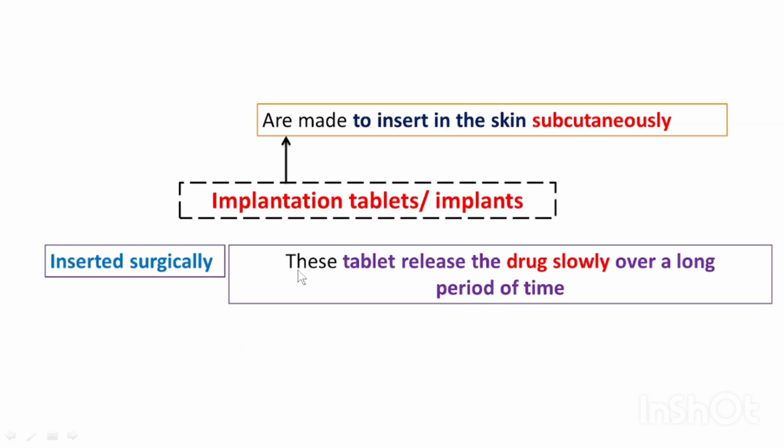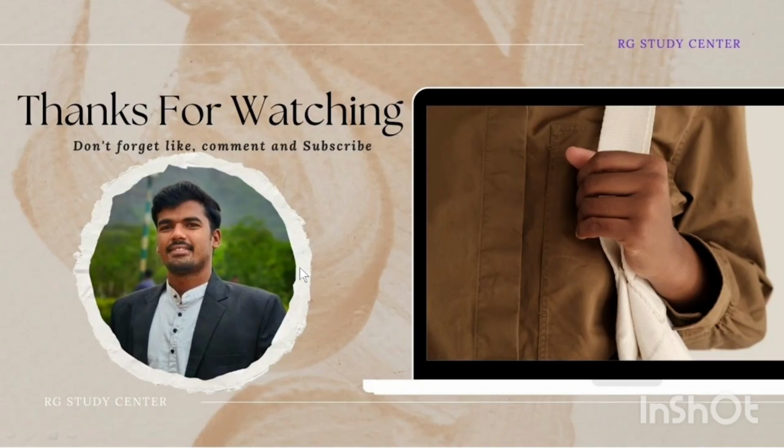The next one, implantation tablets. Mostly these are inserted into the skin subcutaneously. They are inserted surgically, meaning we make a small cut and insert the implant subcutaneously. These tablets release the drug slowly over a long period of time. Mostly steroids are used as implants, right?